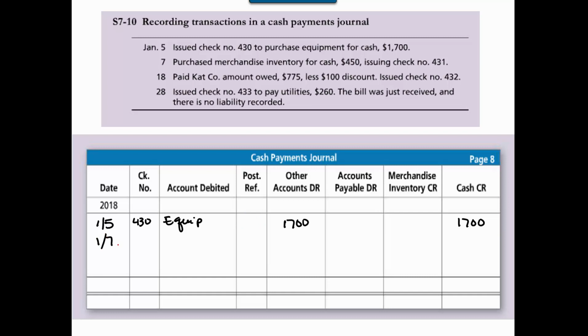On January 7th, I purchased merchandise inventory for cash. So the debit will go to merchandise inventory for $450, and then I will credit cash for $450. And that was check number 431. On the 18th, on 1/18, I wrote check number 432, and I'm paying off my accounts payable to Cat Company. So it's going to be a debit to accounts payable for $775.